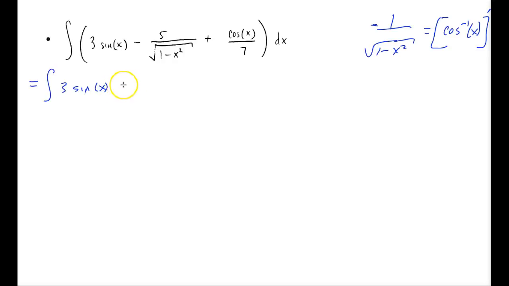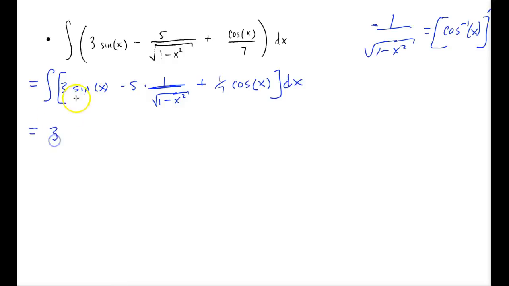So we'll say this is 5 minus 5 times 1 over the square root of 1 minus x squared, of course all of that inside the square root sign, plus here we'll rewrite that as 1/7 cosine of x. Things acting funny again. That's okay. So all of that is the integrand times dx. So now we ignore the constant.